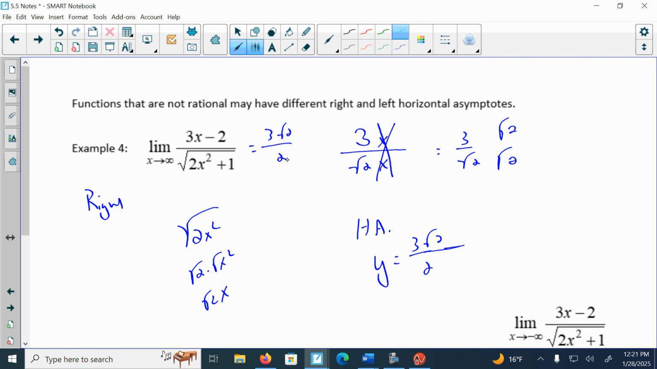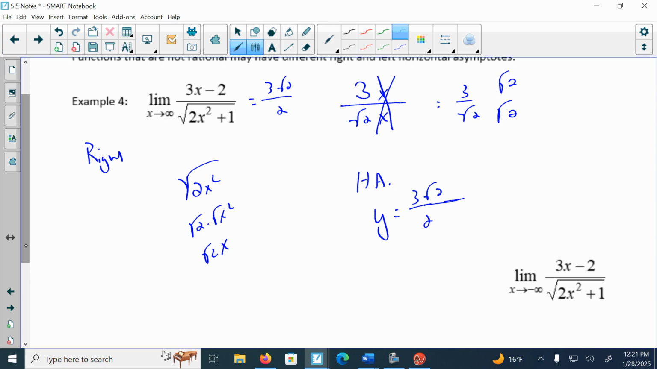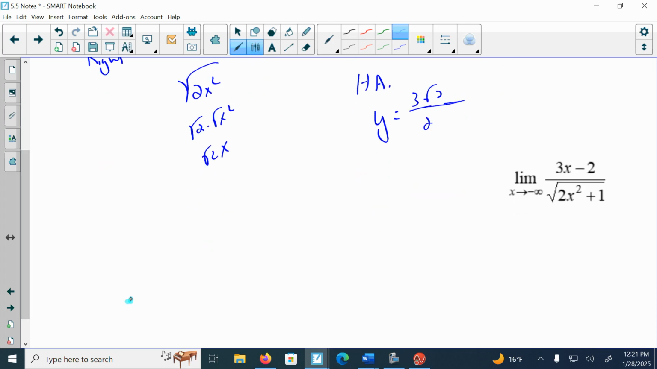But there's a little hiccup, a little problem. When I take a number and I square it, it always becomes positive. So I can always take the square root of that x squared that's in the denominator. The problem is if this is going to negative infinity instead of positive infinity, this 3x would be getting smaller and smaller, so it would be a negative number. And I think we have an example of that one coming up.